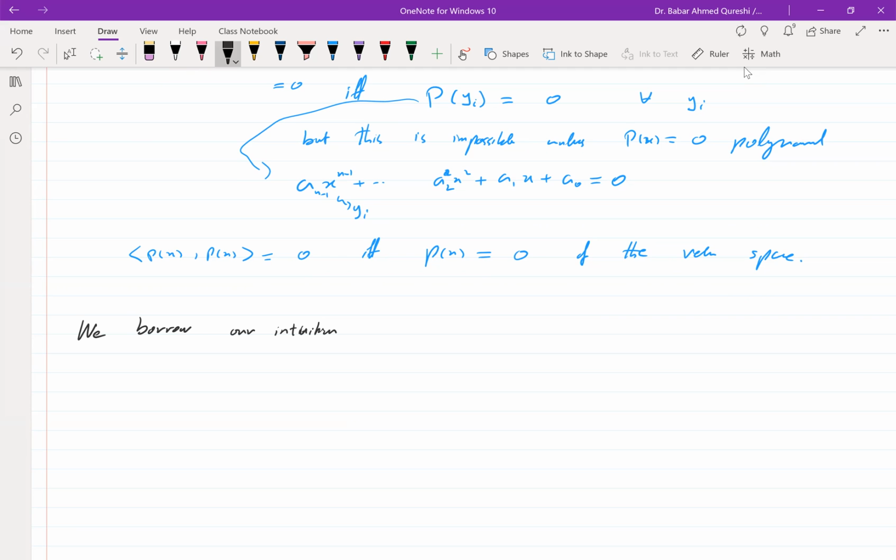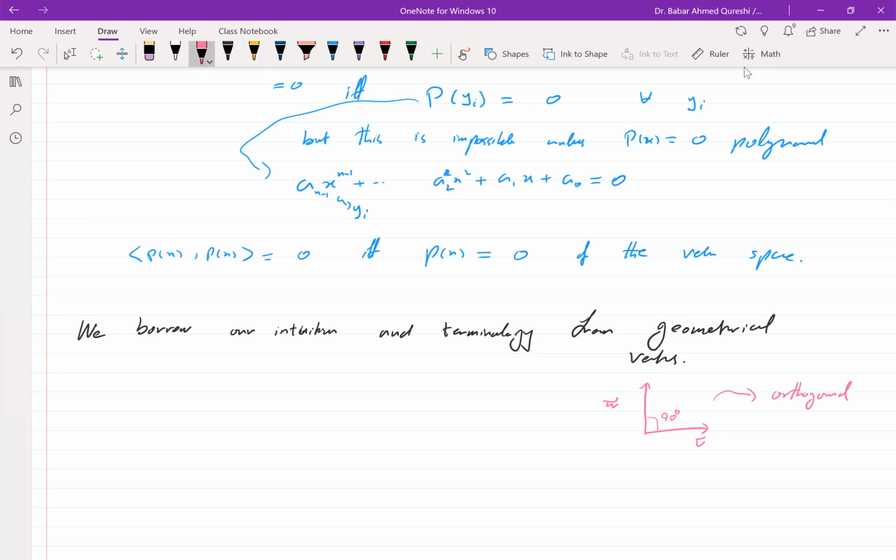which we can only borrow, but we have to check. We have to make sure that whatever our intuition is telling us can actually be proved using these three properties. So we borrow our intuition and terminology from geometrical vectors. So, for example, we know that in geometry, if two vectors have a 90-degree angle between them, then the terminology used is that they are orthogonal. People call it orthogonal or normal to each other.